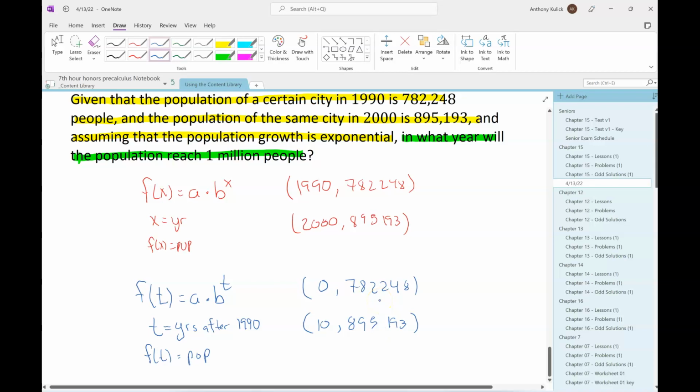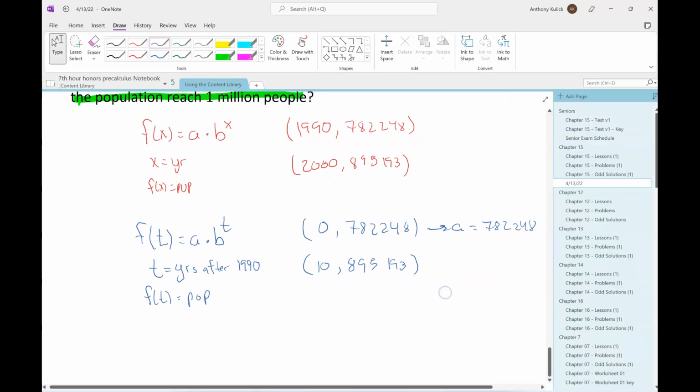And that makes life a little bit more convenient for us, right? Because instantly we get that the A is 782,248. Everybody cool? Okay, so let's do that. So we still need to solve for the B though. So let's plug in our other point.